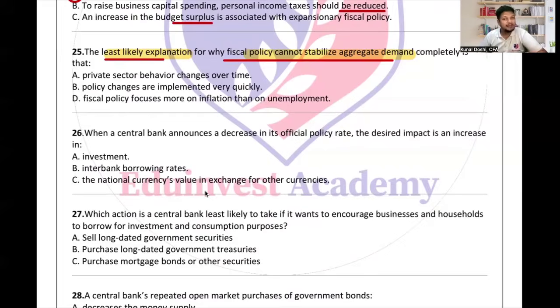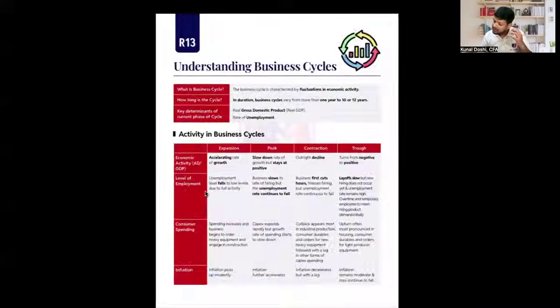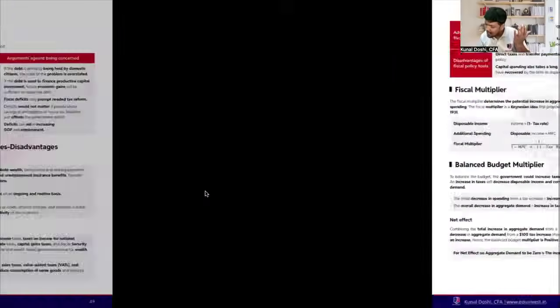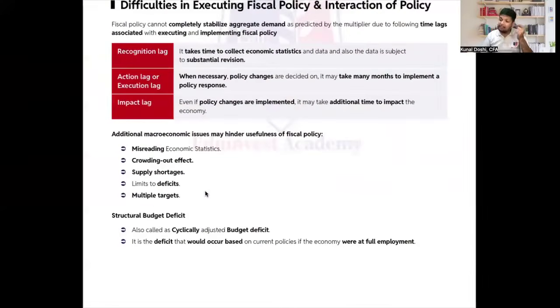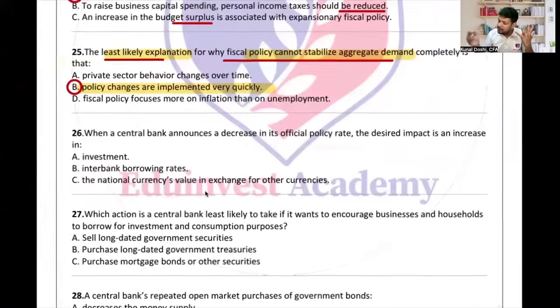Policy changes are implemented very quickly. No. In fact, if you remember, policy changes have a problem with lag. They take time, implementation lag, and so on, right? Identification lag. If you remember, what are the different types of lag when it comes to policies? Recognition lag, action lag, impact lag. So policies are never implemented quickly. So that's a wrong statement.